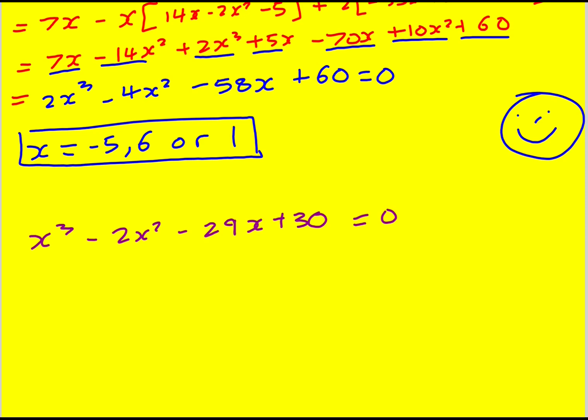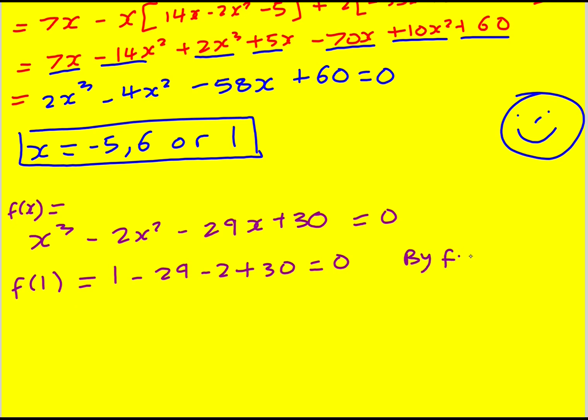So what I would do is divide through by 2, and then call this thing, say, f of x. Put in 1. It's always a good one to start with. 1 minus 2, sorry, I swapped them around accidentally. That's going to give me 0. By factor theorem, x minus 1 is a factor.